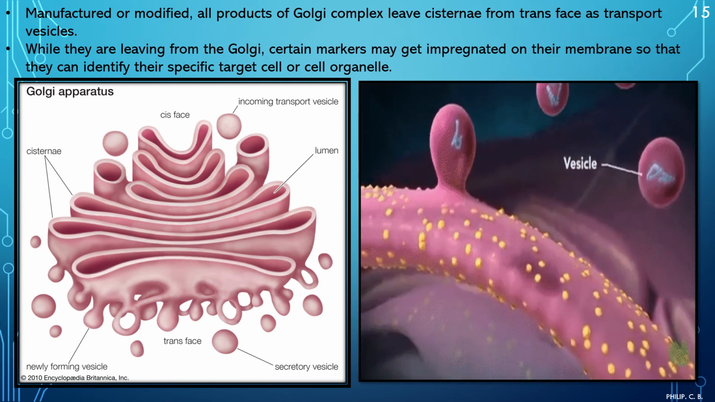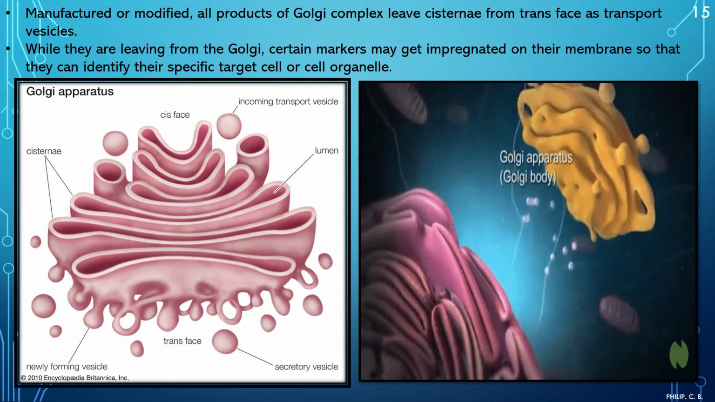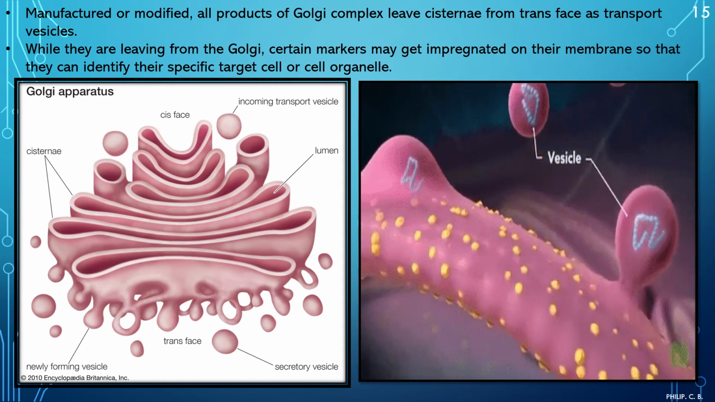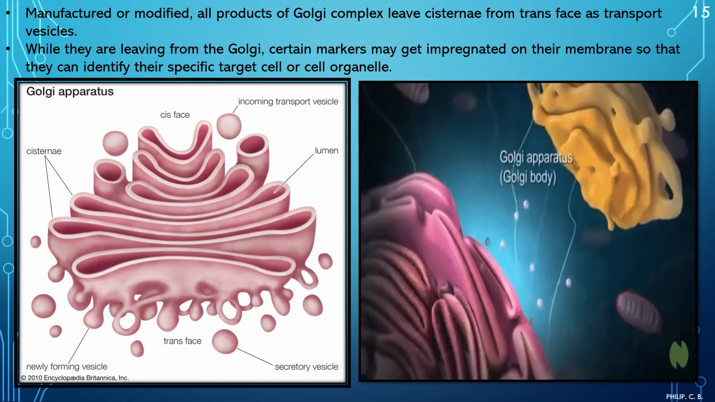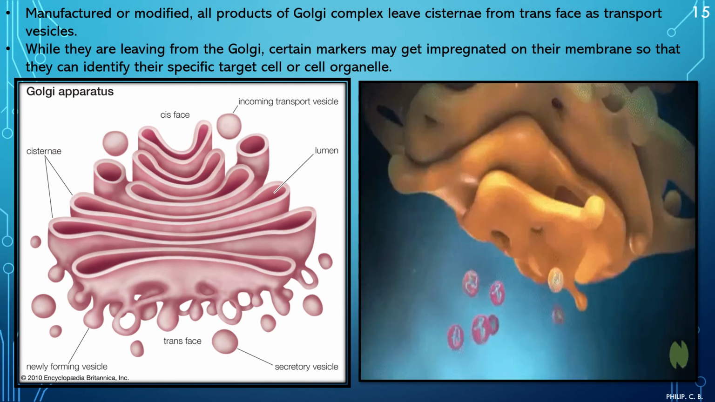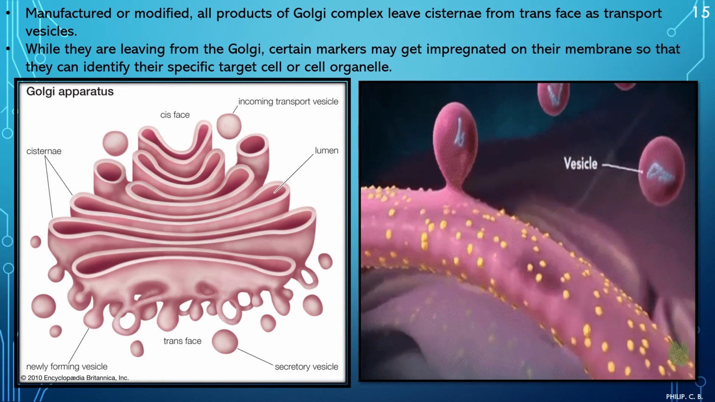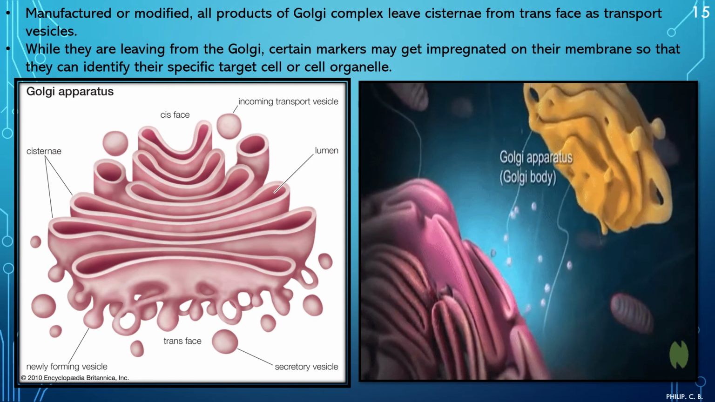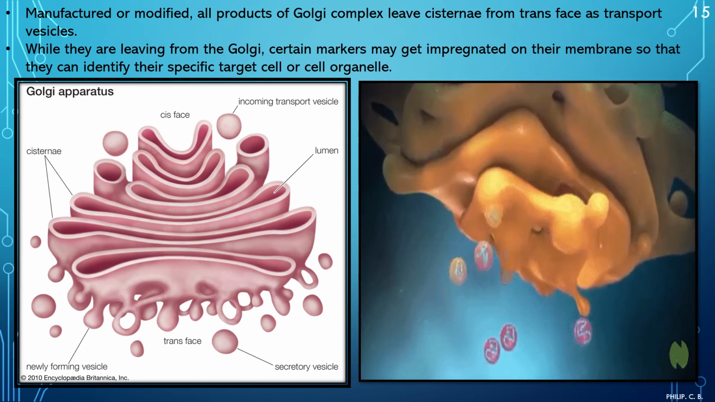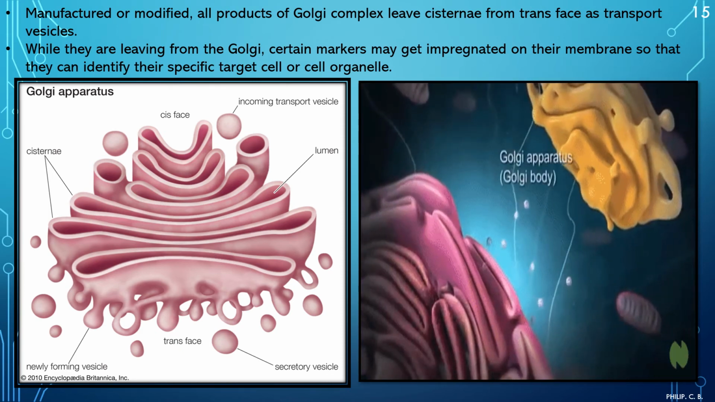Now you can see two images. One, the picture of the Golgi apparatus where you can see the cisternae, the folds, the cis face on the upper end, the northern end, with incoming transport vehicles, the lumen, and the lower, southern end, the trans face, with secretory vesicles. This we saw in the previous slide, where the secretory vesicle moves out from the Golgi body, whereas the transport vehicle comes towards the Golgi body. There is a cis face, and from the trans face they move away.